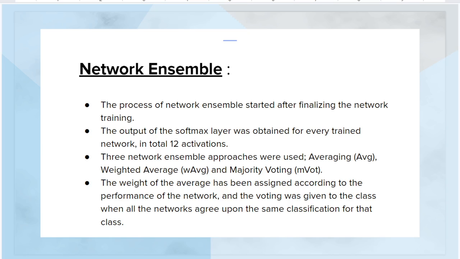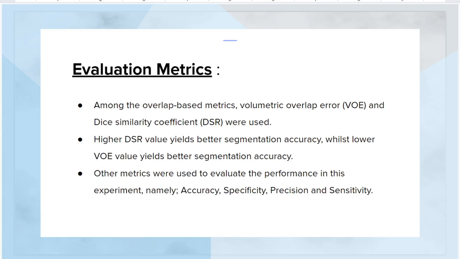Network ensemble. The process of network ensemble started after finalizing the network training. The output of the softmax layer was obtained for every trained network, in total 12 activations. After that, three network ensemble approaches were used. They are averaging, weighted average, and majority voting. The weight of the average has been assigned according to the performance of the network, and the vote was given to the class when all the networks agree upon the same classification for that class.